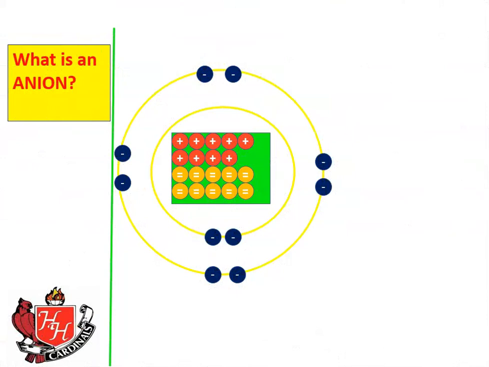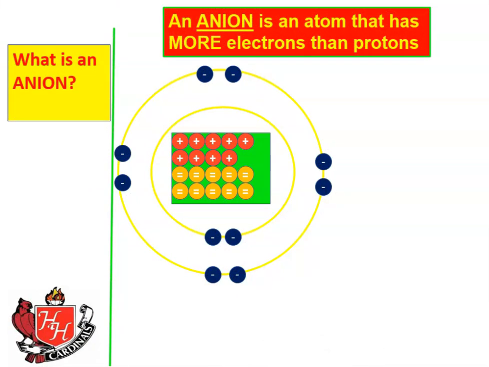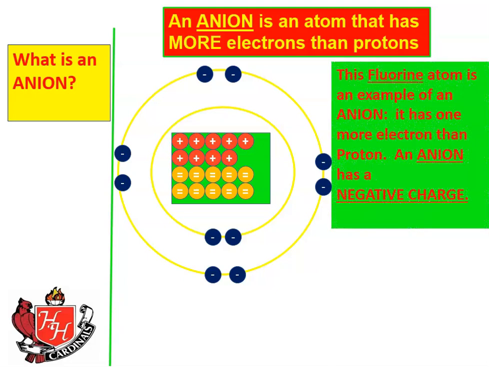So what is an anion? Well, you can probably guess what that is. An anion is an atom that has more electrons than protons. If you see this fluorine atom right here, you know it's fluorine because it has 9 protons. If you count the electrons, you have 10 electrons. There's one more electron than proton, and that means that it's a negatively charged ion. We call a negatively charged ion an anion. So this fluorine atom is an example of an anion. An anion has a negative charge.